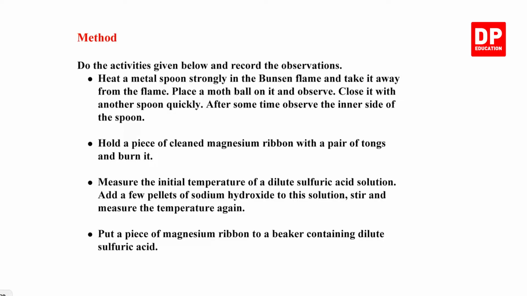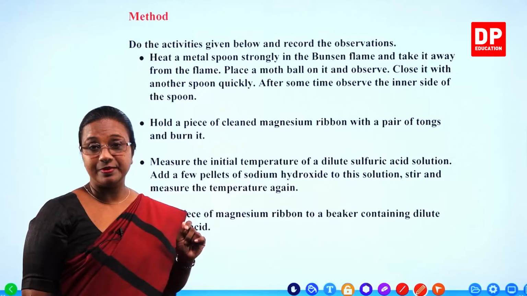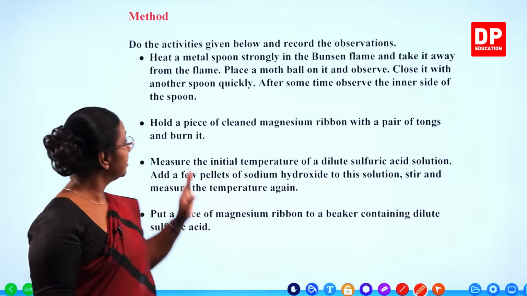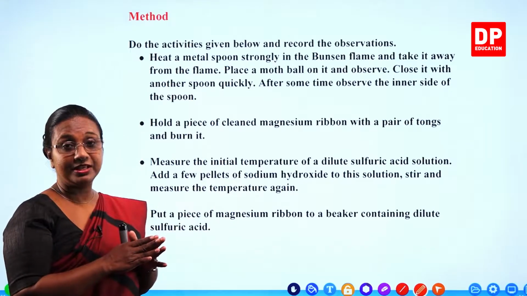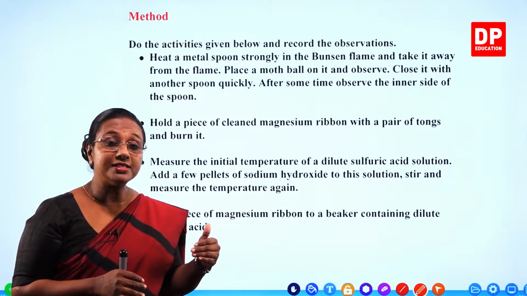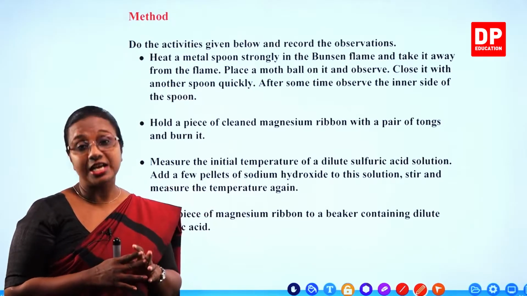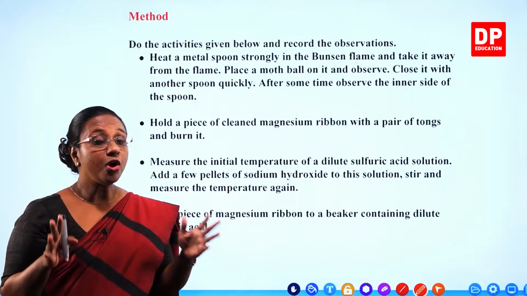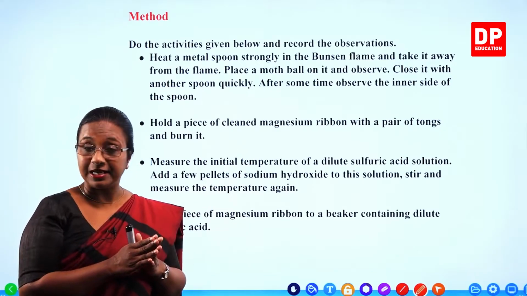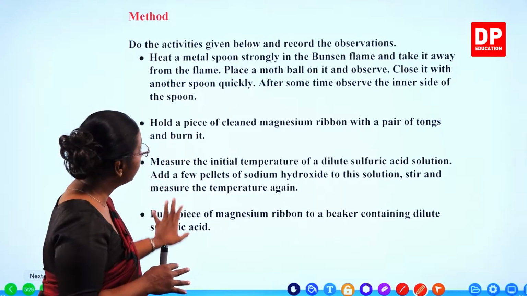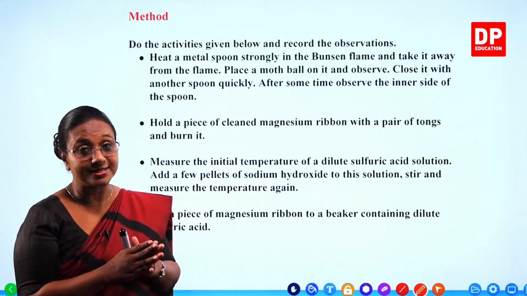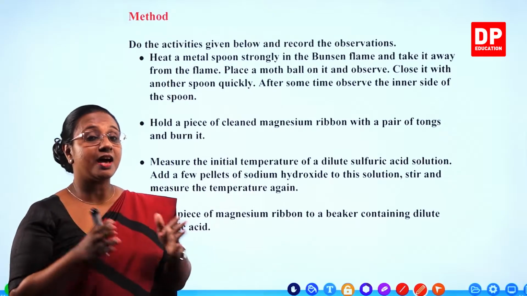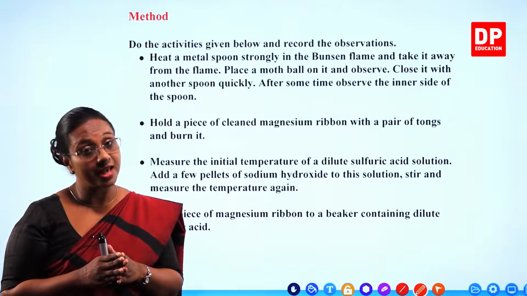Method: do the activities given below and record the observations. As I told you all, students, we will be doing 4 different activities within one activity. That is, we are trying to understand 4 different changes. I introduced you all to physical and chemical changes, so we will be looking at 4 different changes, and then we will try to understand what physical changes are and what chemical changes are.